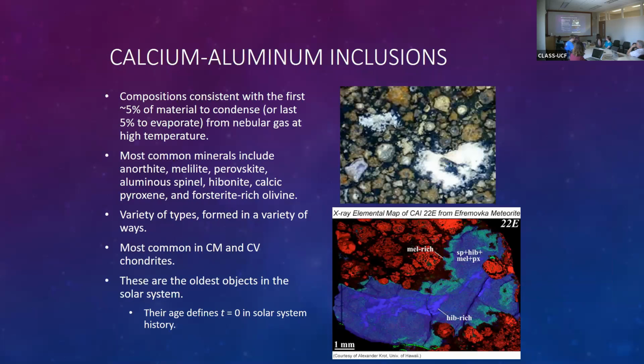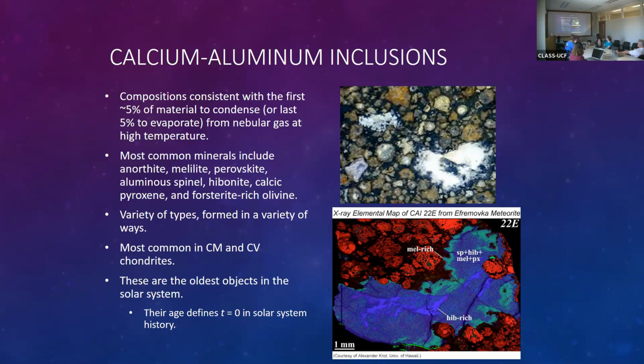Next slide. And these are the CAIs, the calcium aluminum inclusions. They're approximately the first 5% of material to condense from the nebula at high temperature. The most common minerals in the CAIs are anorthite, melilite, perovskite, alumina, spinel, hibonite, calcic pyroxene, and forsterite-rich olivine. They come in different types and forms, and they're formed in different ways. They're most common in CM and CV chondrites. They're the oldest objects in the solar system, and so their age defines time zero.